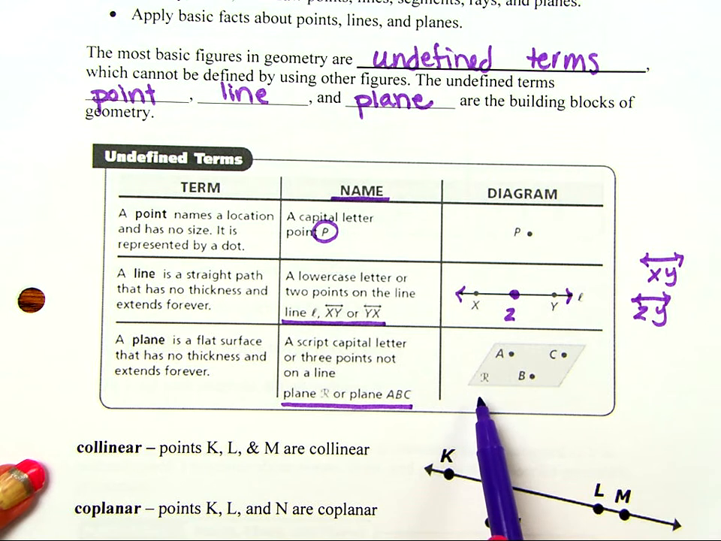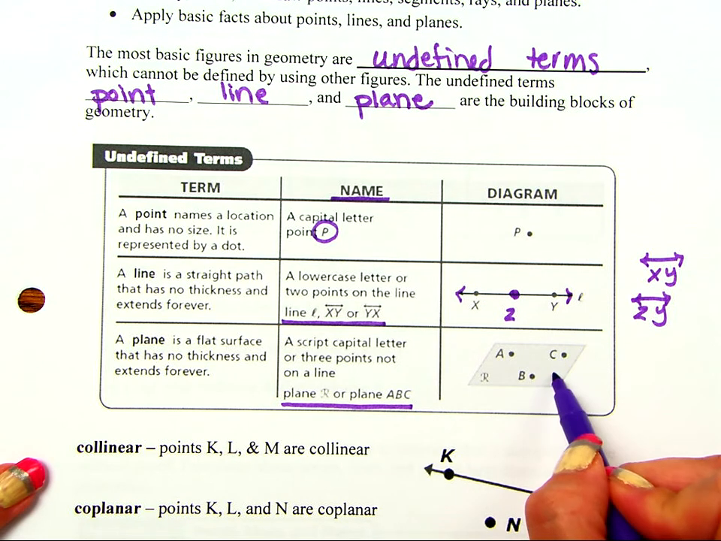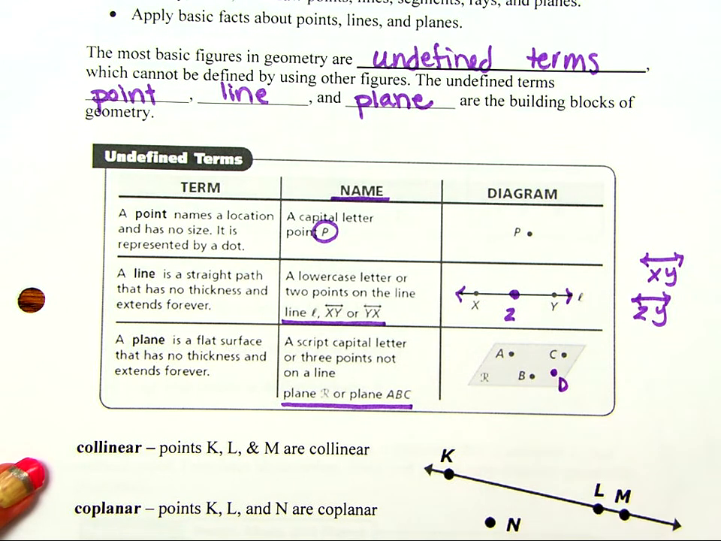Or you can pick any 3 points on your plane. And so here they have chosen to pick plane ABC. The order of the letters doesn't matter. It could be switched around. And even if there was another point, like point D on my plane, I could name that with that letter, but I'm only going to pick 3 points. I'm not going to use all 4. It still means the entire plane.